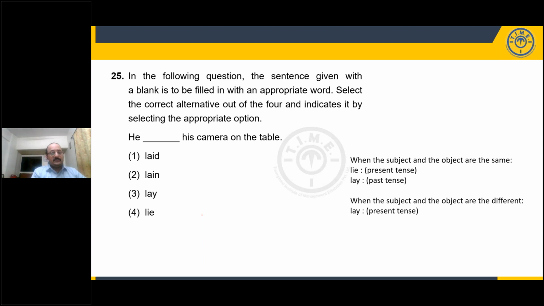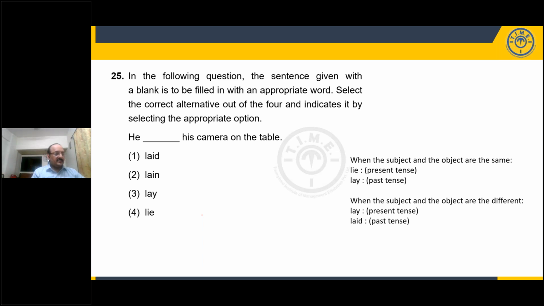When subject and object are different, so I'm making someone else lie down or something like that, lay is in the present tense. I lay my son on his bed by 10 p.m. daily. I laid my son on his bed around 10 p.m. last night. So lie, lay, and laid.